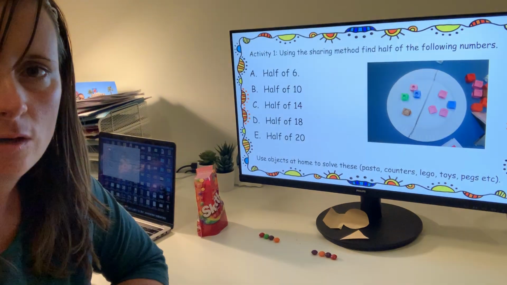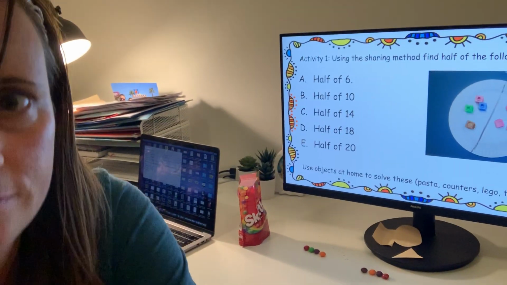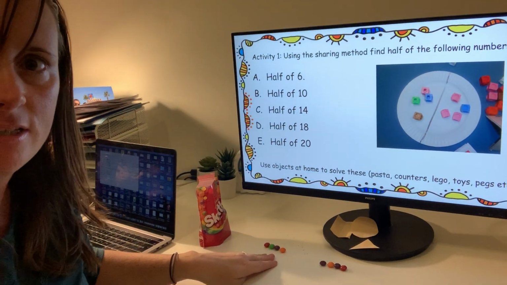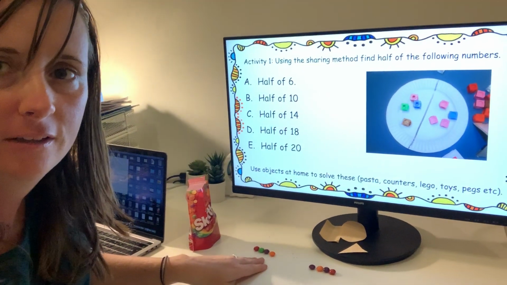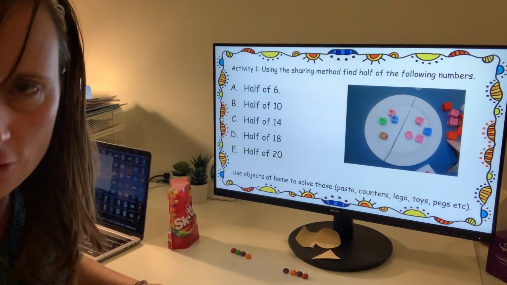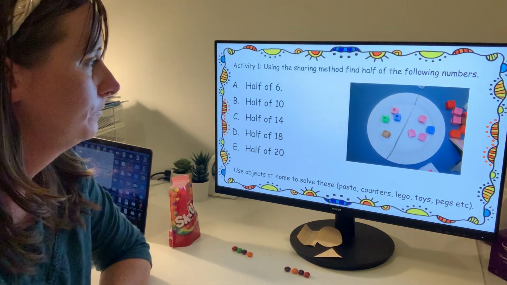So I've now shared out my Skittles. And I've got 4 on this side, and 4 on this side, so half of 8 must be. That's right, half of 8 is 4. Sorry, the kittens have moved you.